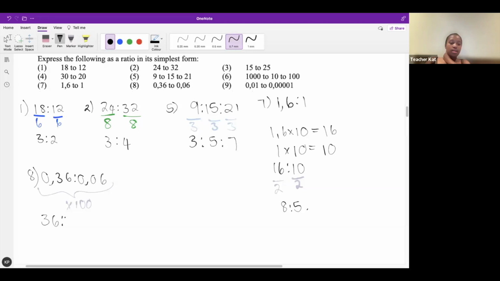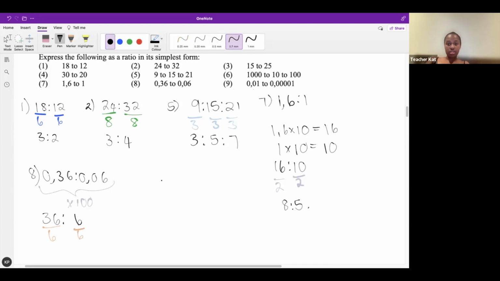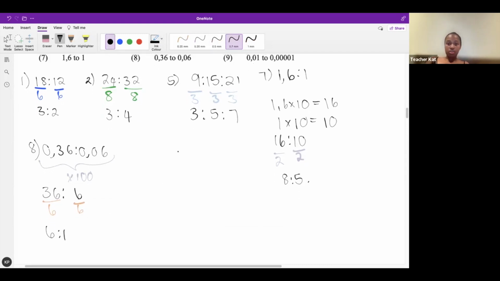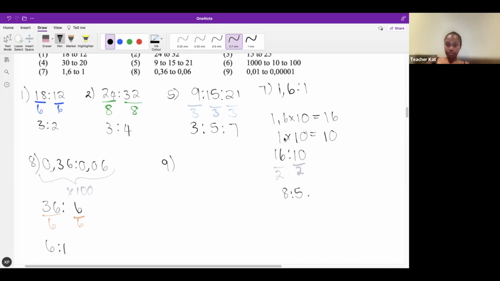36 to 6. Now, what's my common factor between 36 and 6? It is 6. So divide by 6, divide by 6. So my ratio is 6 to 1. Let's do the last one, number 9.